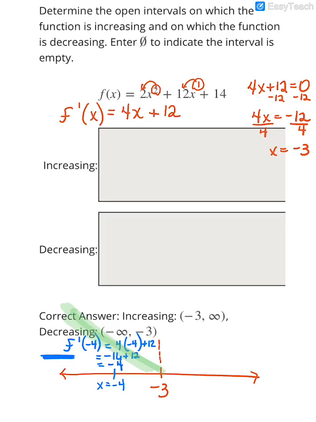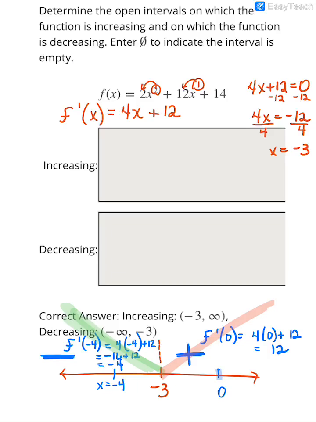Okay, so then if I plug in a value that's bigger than -3, probably the easiest thing to plug in would be an x value of 0. So f prime of 0 would be 4 times 0 plus 12, which is equal to +12. And again, it's not so much the value as the fact that it's positive, because if it's positive on that region, that tells me the graph is increasing.